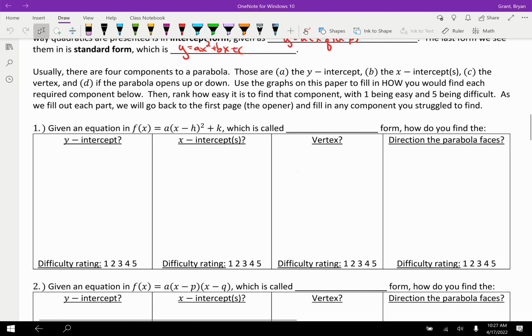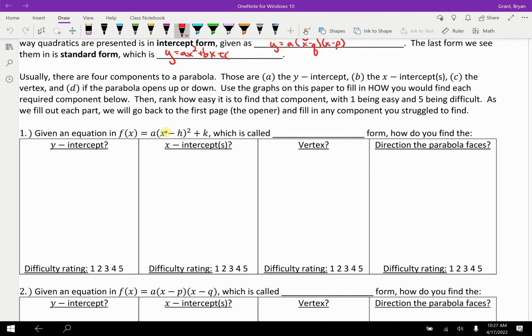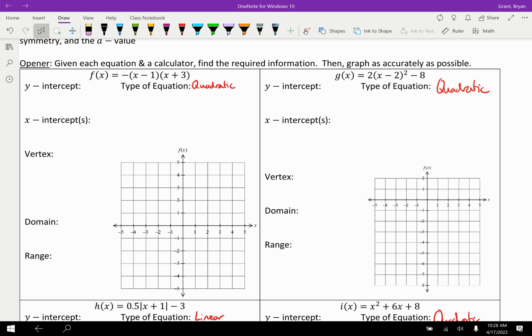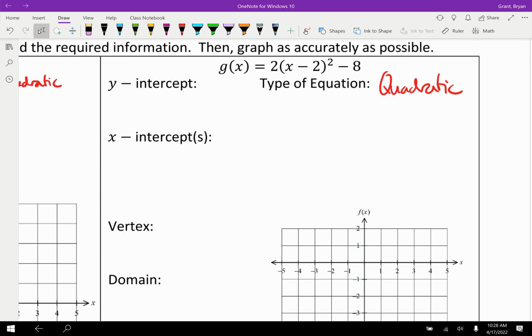So let's begin. Given an equation f of x equals a(x minus h) squared plus k, which is called vertex or HK form, how do you find each of those? Well, let's go back to our vertex or HK form. Which one is that? Oh, that's going to be the second one right here, and let's actually try to find those.